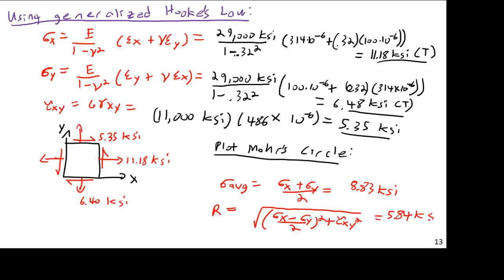So by plotting this, we would end up with a circle centered at 8.83 on the x-axis, 8.83 comma 0, of course, with a radius of 5.84. So we have our full Mohr circle. We can plot that fairly easily. And then I want to find the principal stresses.